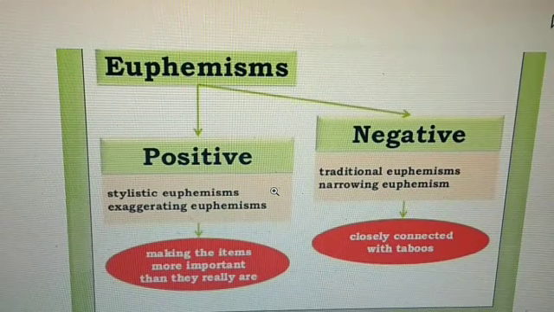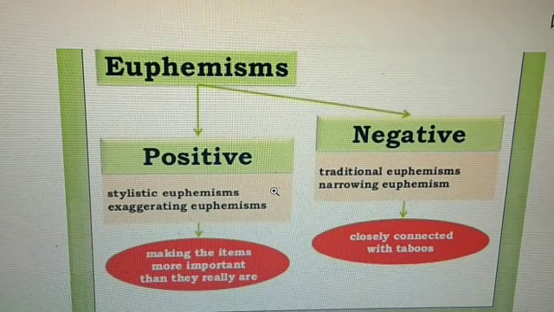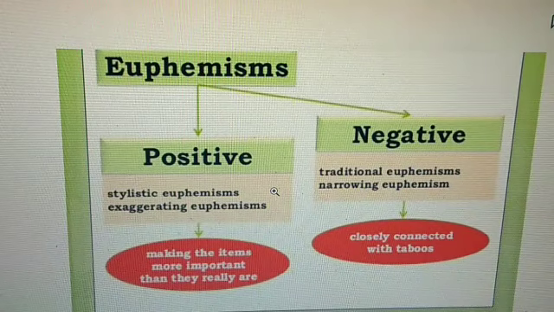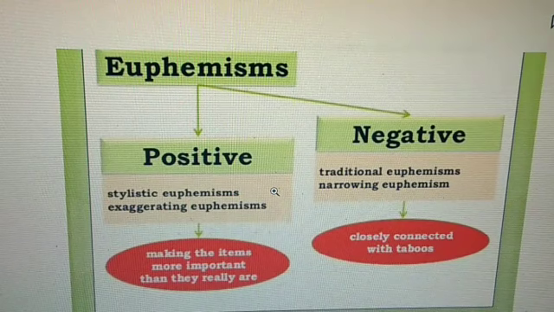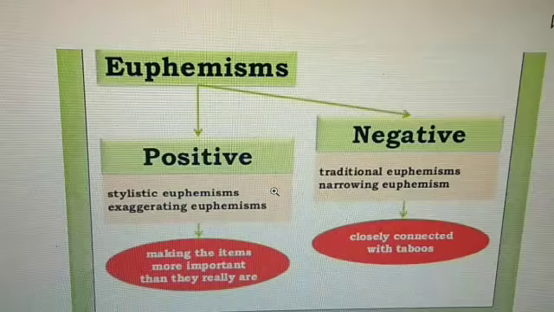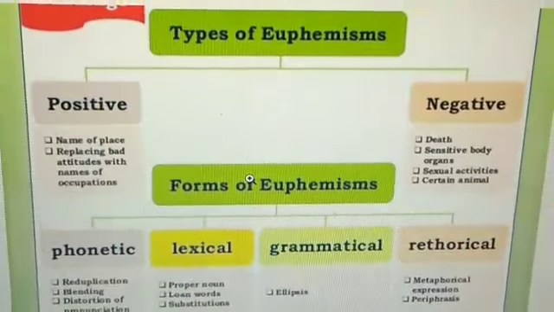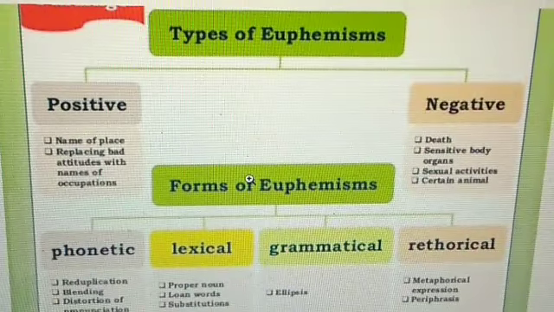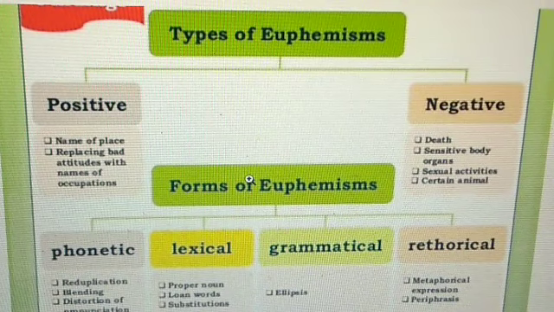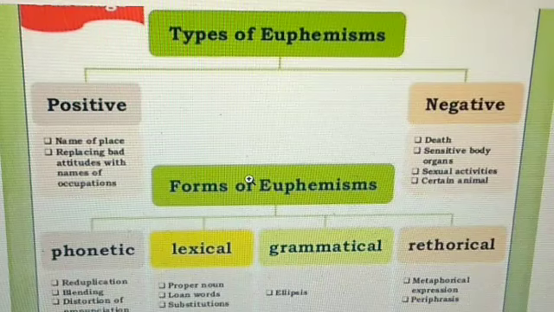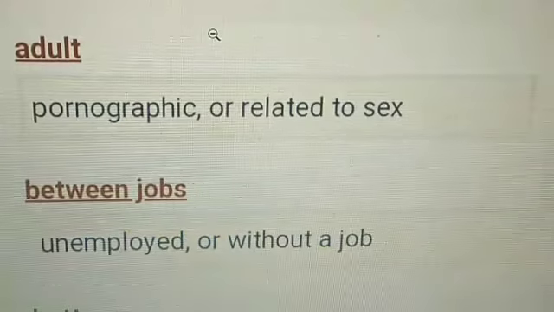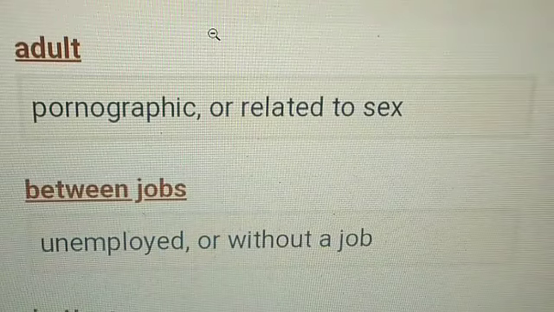Euphemisms are of two types, positive and negative. Positive includes stylistic euphemisms and exaggerating euphemisms. In negative, you have traditional euphemisms and narrowing euphemisms. Just for information, the forms of euphemisms are classified into four categories: phonetic, lexical, grammatical, and rhetorical. When you see the examples, you will understand.